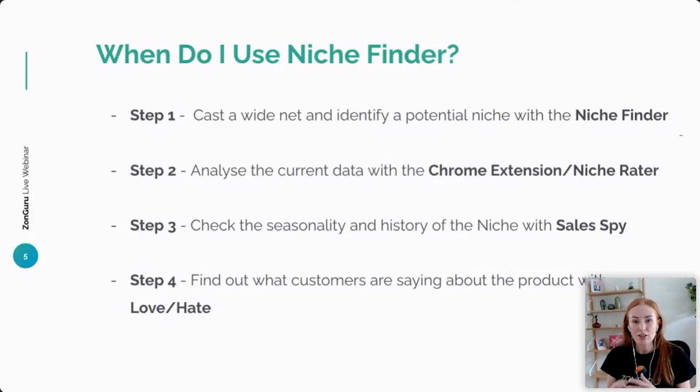So, things change so quickly on Amazon. A new competitor can pop up. Someone can drop their price. Something could change in the rules of Amazon. It's continually changing. So that's where the Chrome extension comes into play, because it's going to give you how it's tracking right now on Amazon.